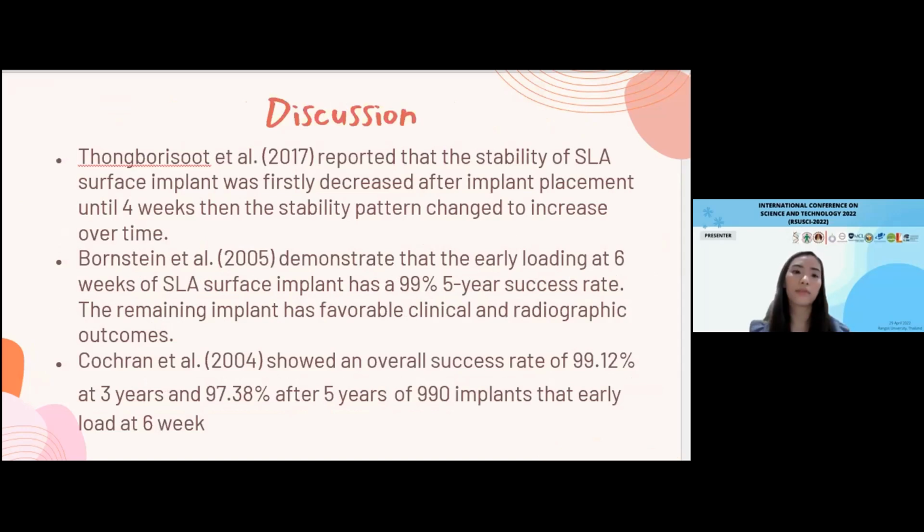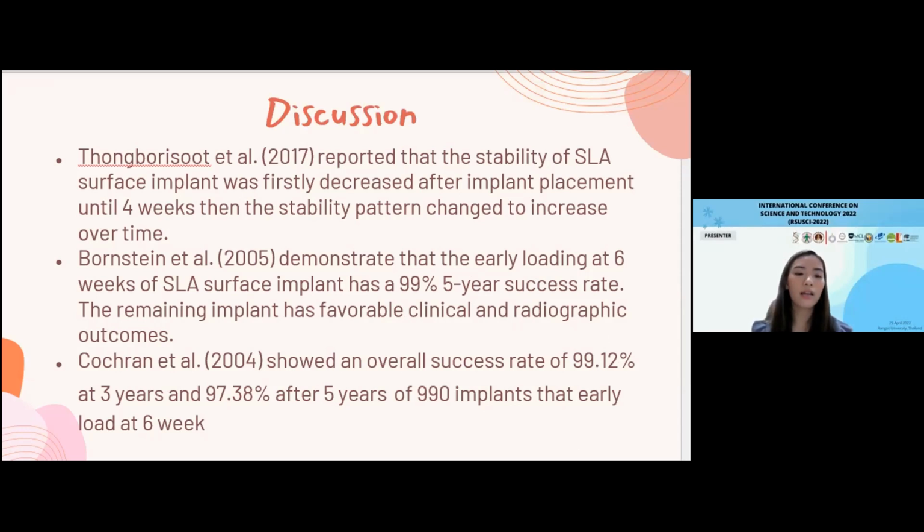For the discussion, Pataraprasit et al. in 2017 reported that the stability of SLA surface implants first decreased after implant placement until 4 weeks. Then the stability pattern changed to increase over time. Bernstein et al. in 2005 demonstrated that early loading at 6 weeks of SLA surface implants has a 99% 5-year success rate. The remaining implants had favorable clinical and radiographic outcomes.